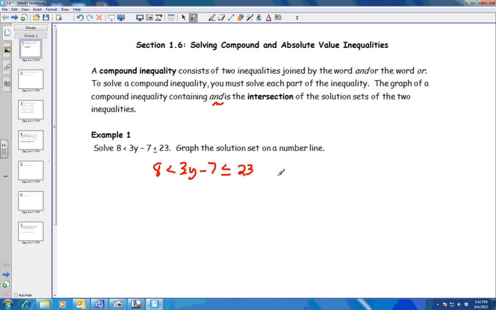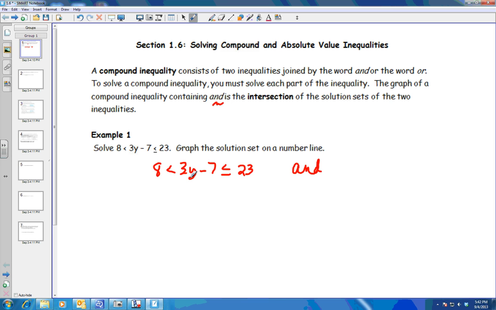Anytime you see a compound inequality like this, with the word and in between, it's the intersection of two solution sets. I'm going to show you how you can solve this. I could break this up into two separate inequalities, but you can leave it just like this and it's going to be just as easy. What I want to do is solve for y. I want y all by itself, just like we've always done.